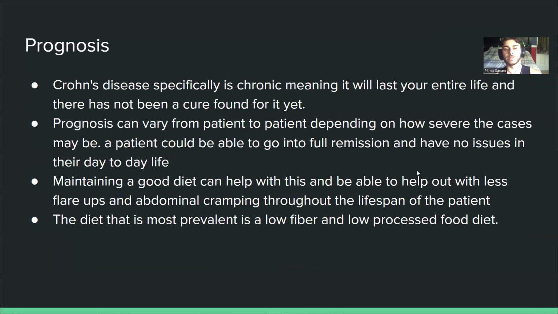The prognosis of Crohn's disease. Specifically, Crohn's disease is chronic, meaning that it will last your entire life, and there has not been a cure found for it yet. Prognosis can vary from patient to patient depending on how severe the cases are. A patient may be able to go into full remission and have no issues in their day-to-day life, or they may be battling for a long time before they get to that part.